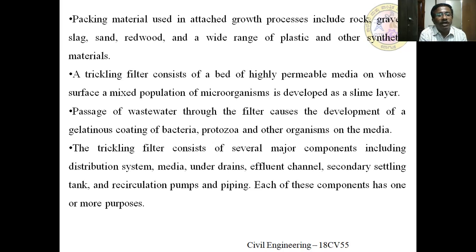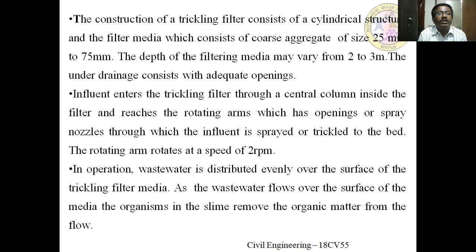The trickling filter consists of several major components, including the distribution system, filter media, underground drainage system, effluent channel, secondary settling tank, which is meant for separation of the microbes and wastewater, recirculation pumps, and piping. Each of these components has one or more purposes. The construction of a trickling filter consists of a cylindrical structure and filter media made of coarse aggregate of size 25 mm to 75 mm. The depth of the filter media varies from 2 to 3 meters.